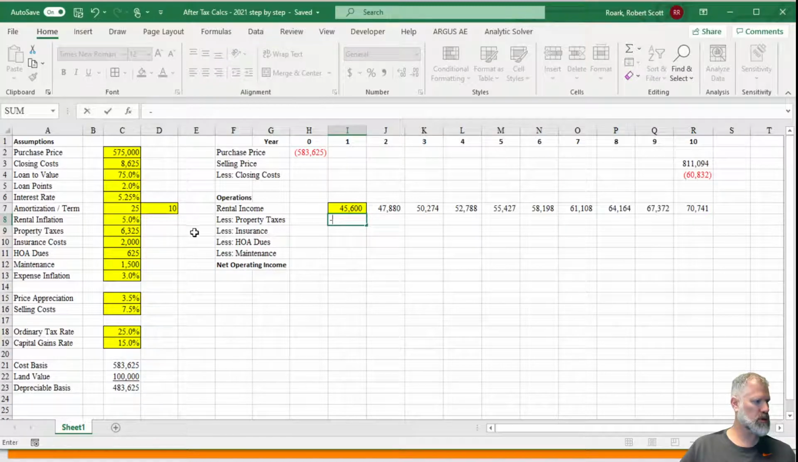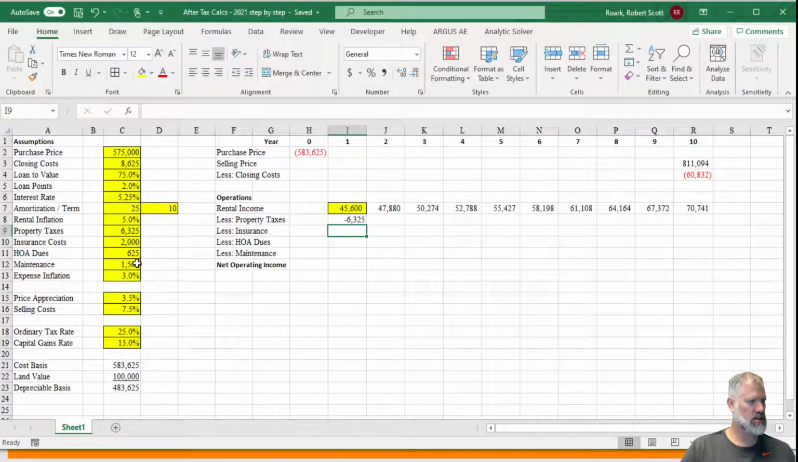So the first one is property taxes, and that is right here. I'm going to link to that cell. So negative 6325, and I like this format. So I'm going to paste that format there. And I'm going to copy that format actually all the way down.